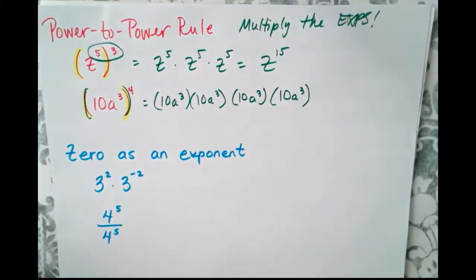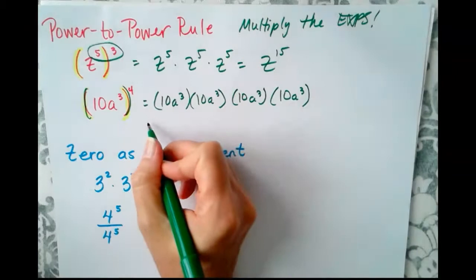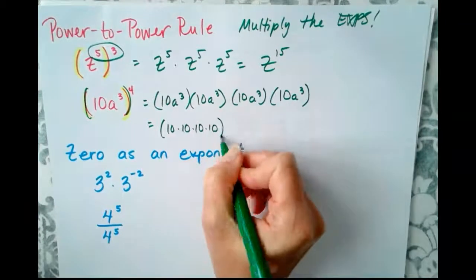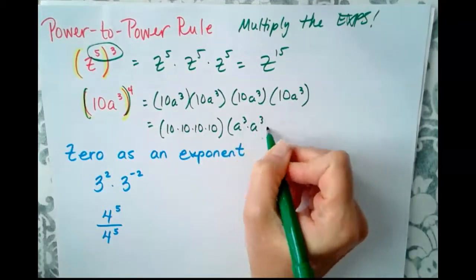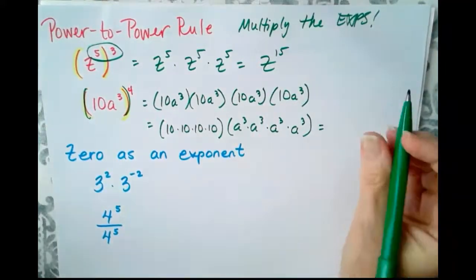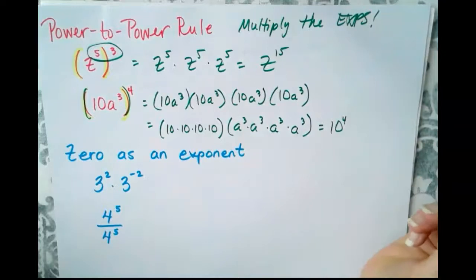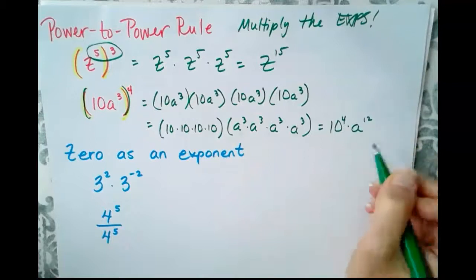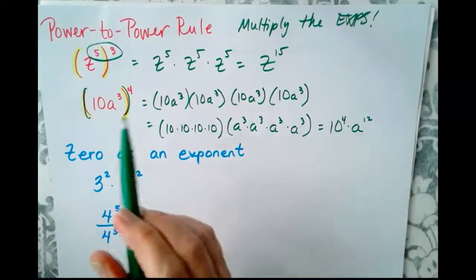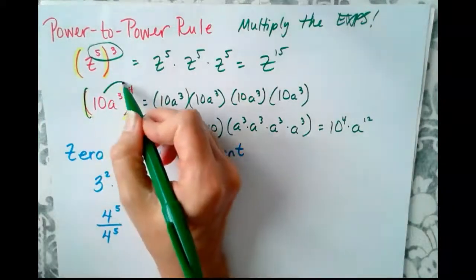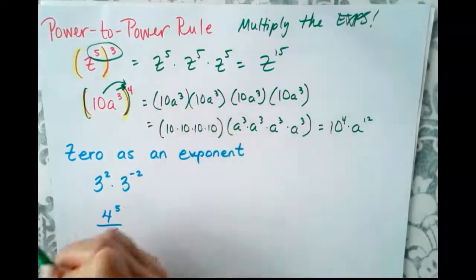If I were to apply the commutative property and the associative property to regroup and change order, I could change it to this. 10 times 10 times 10 times 10, a to the third times a to the third times a to the third times a to the third. So what we've really got going here is 10 to the fourth times a to the 12, since 3, 6, 9, 12. So I'm pointing this out, hopefully it's quite obvious, that everything inside of the parentheses is getting raised to the fourth power, the 10 and the a cubed.